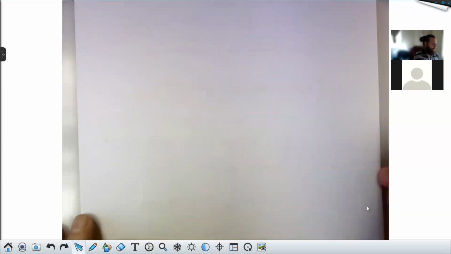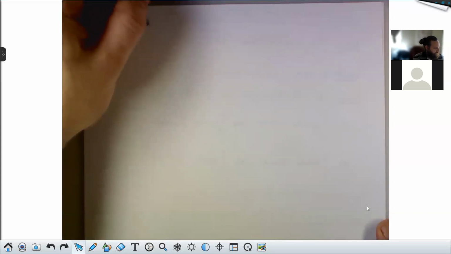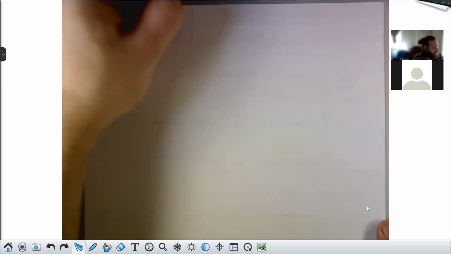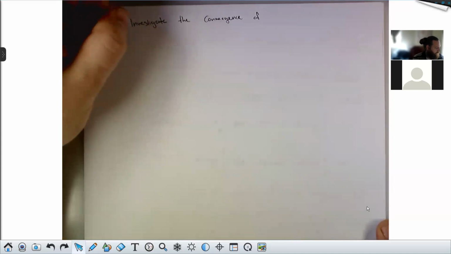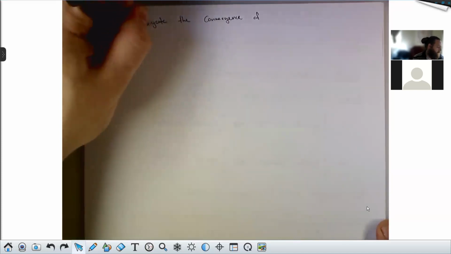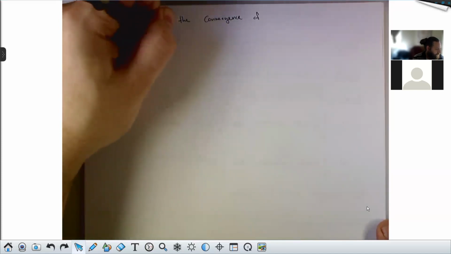All right, here we go. Let's investigate the convergence of the series S equals sigma n from 1 to infinity 1 over n cubed plus 2.